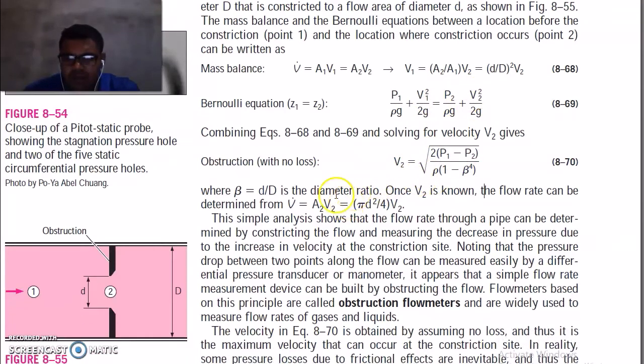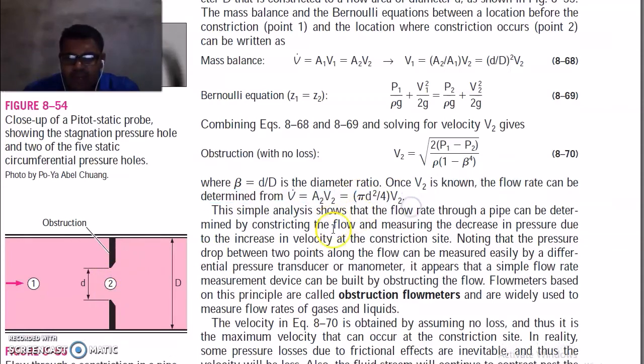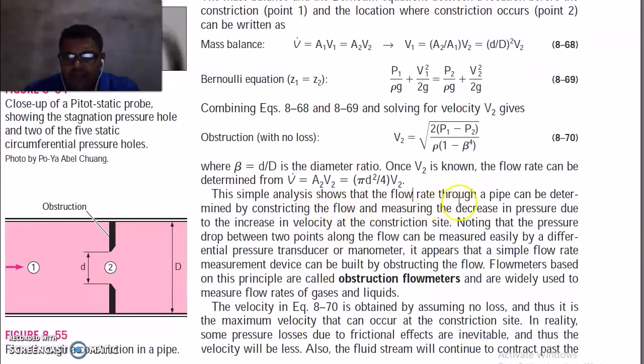It means you can measure the velocity of the fluid at the obstruction. Once V2 is known, the flow rate can be determined, which we know is the velocity multiplied by the cross-section area, which is this one, A2, will give you the flow rate. So this analysis shows that the flow rate through a pipe can be determined by constricting the flow and measuring the decrease in pressure. This is your decrease in pressure due to increase in velocity at the constriction site.